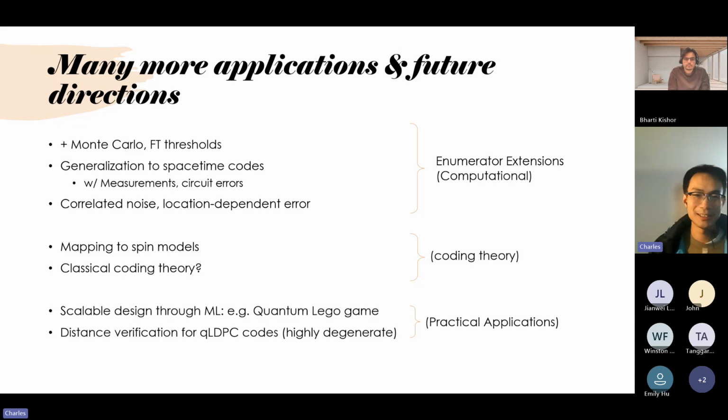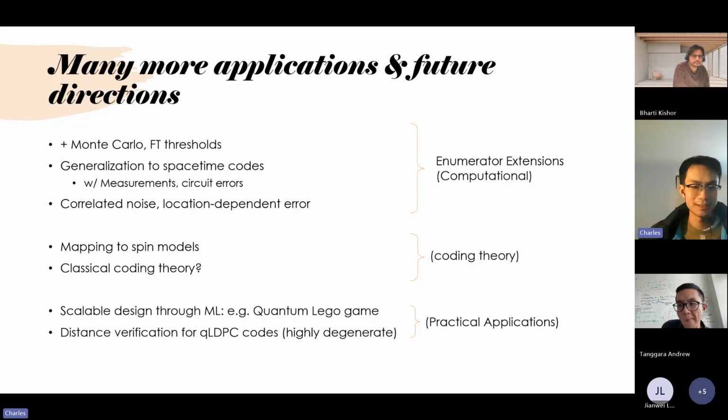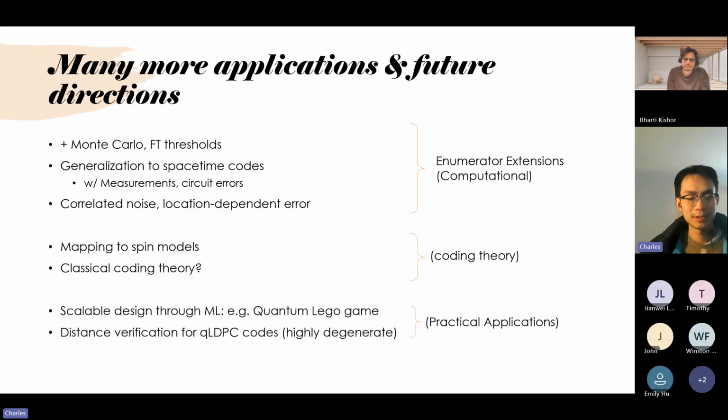We have thought about generalizing to space-time codes, but haven't had the time to do it yet. It would be very nice to think about it more, and also generalizing to correlated noise. On the coding theory front, there's some more work about applying these enumerators and combining them with some existing knowledge in classical coding theory, and perhaps mapping it to some classical spin models, which will allow us to intuit the structure of these enumerators. And finally, there are some practical applications, right?